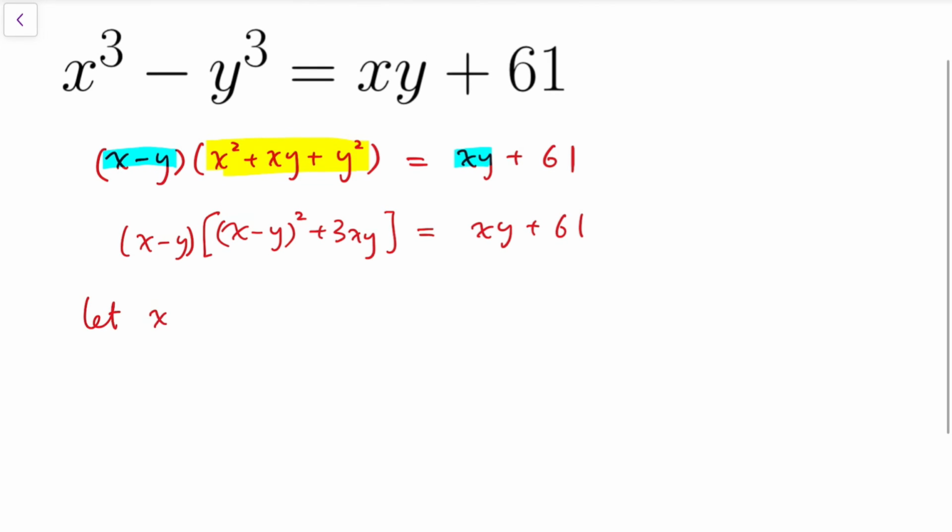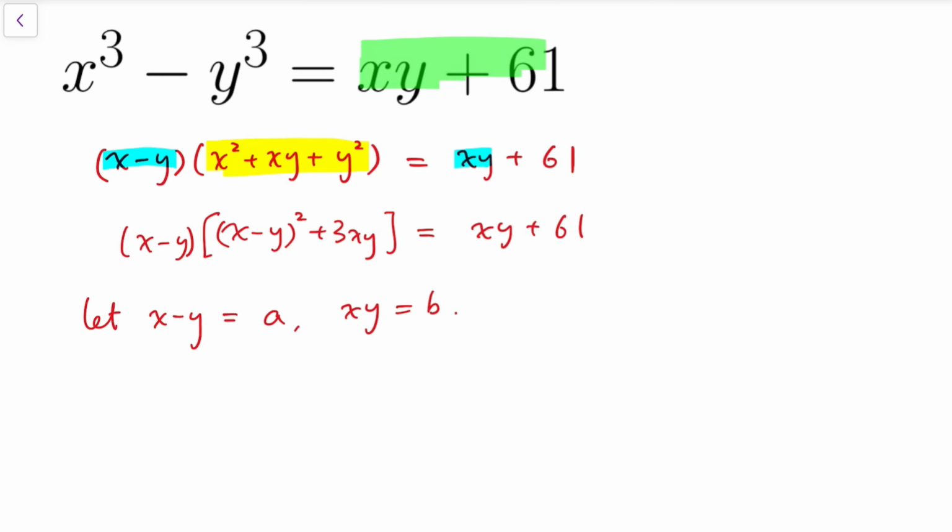Then we can let x minus y equal a and xy equal b. From the original equation, since we need x and y to be both positive integers, that means the right side is positive. So x cubed has to be larger than y cubed, which means x must be larger than y. Since x is larger than y, a and b are both positive.